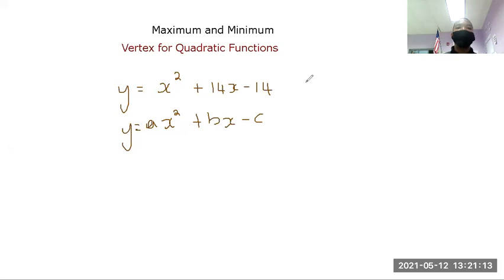All right, so we're going to be looking at the maximum and minimum of quadratic functions. In order to find the maximum or the minimum of a quadratic function, we need to figure out what the vertex of that function is.